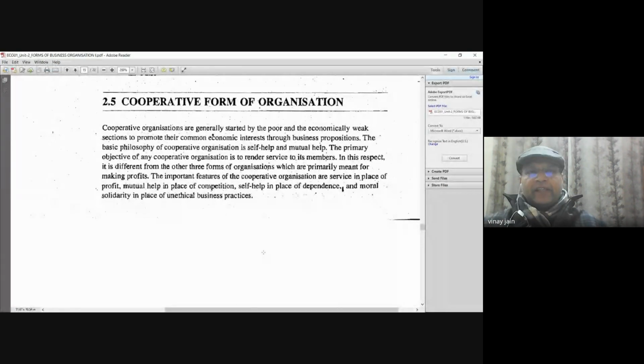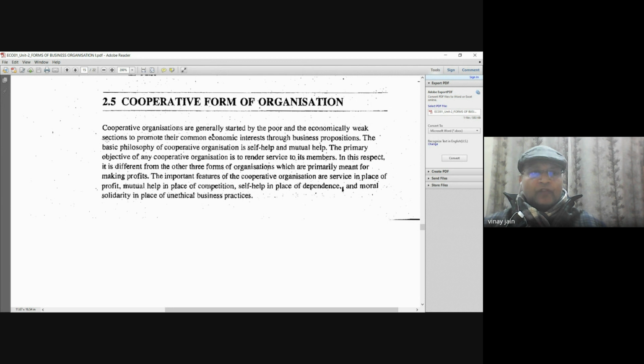Cooperative organizations are generally started by the poor and economically weak sections to promote their common economic interests through business propositions. The basic philosophy of cooperative organization is self-help and mutual help. The primary objective of any cooperative organization is to render service to its members. In this respect, it is different from the other three forms of organizations, which are primarily meant for making profit.